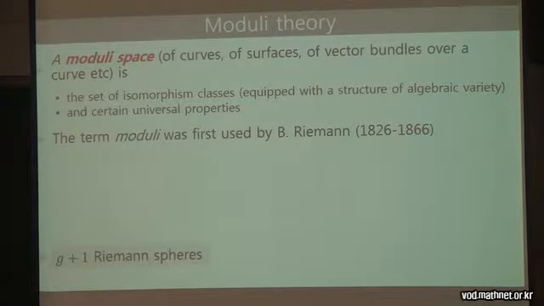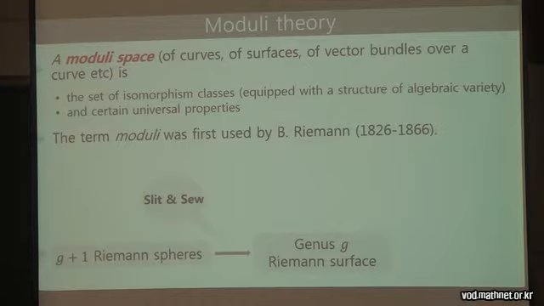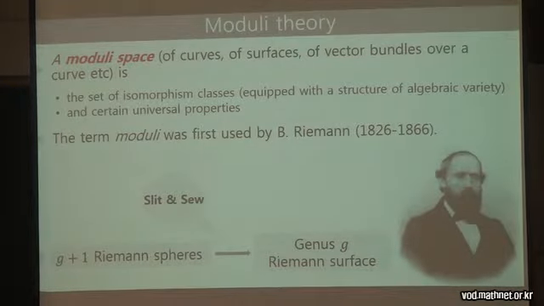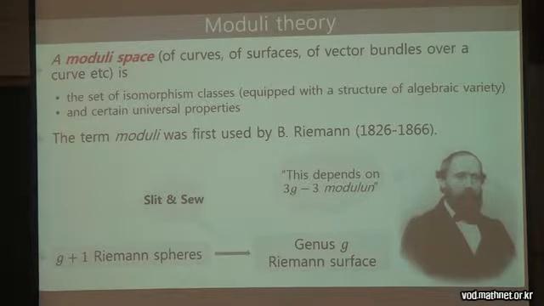What he proved is you use g+1 Riemann spheres, and you can slit and sew to get a genus g Riemann surface. Riemann proved that by using some covering argument. He showed that that process depends on 3g minus 3 moduli. So he was the first one to use this term modulus, and after that a lot of us use this moduli everywhere.